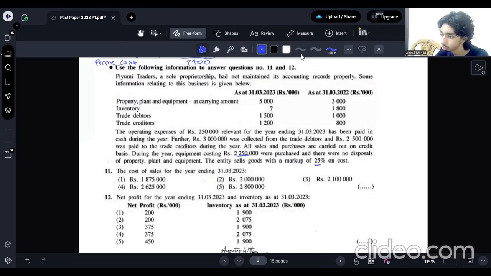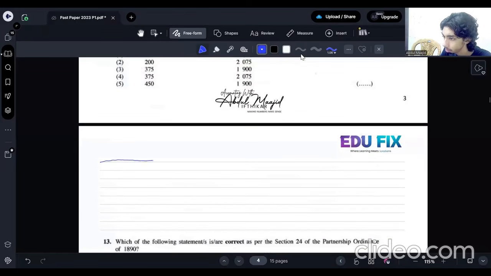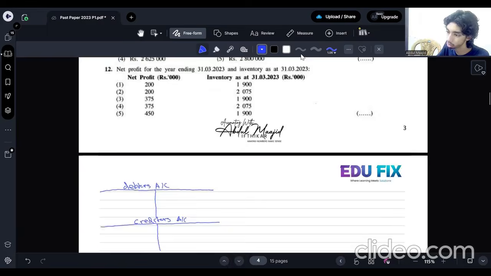Now for us to find our cost of sale, we'll have to find our sales value, and then we can find out. We'll find the sales value. Now here all the sales and purchase are carried out on credit, right? Then you can prepare a debtors account to find your credit sale. And you can prepare your creditors account to find the credit purchase, your purchase value.